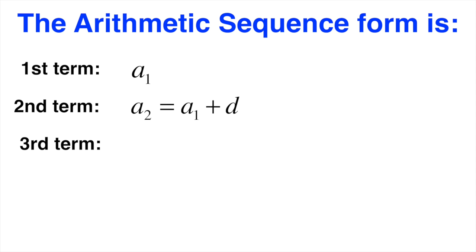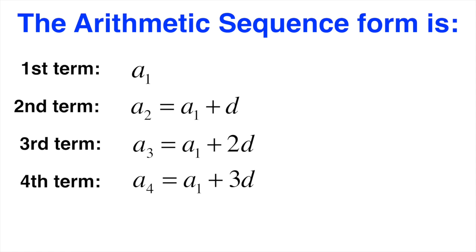So for the third term, we're going to take the first term, add the difference, and add the difference again. This is your first term, then we add the difference to that one, and we add one more difference to get to the third term. When we're doing this, D plus D, these are like terms, we can combine them, that's just plain old 2D. So for the fourth term, it's really going to be A of 1 plus 3D. It's always going to be 1 less than the term number.